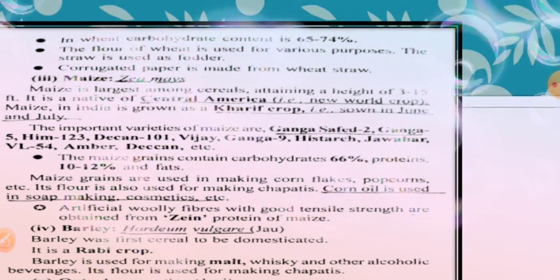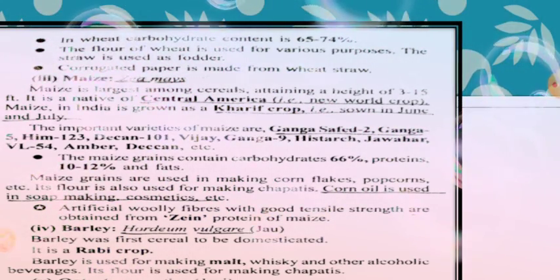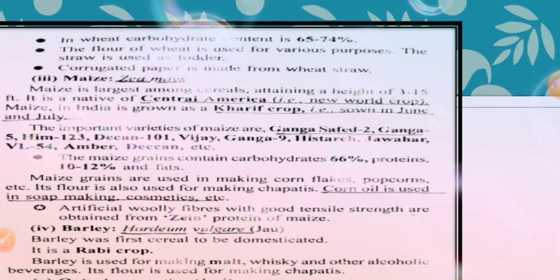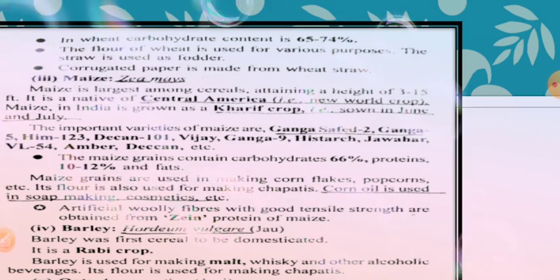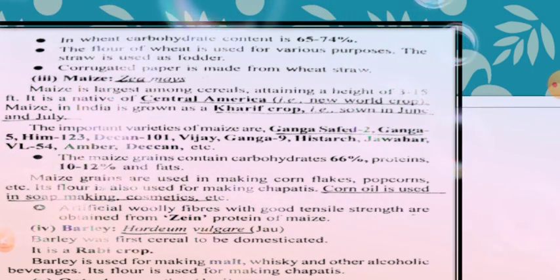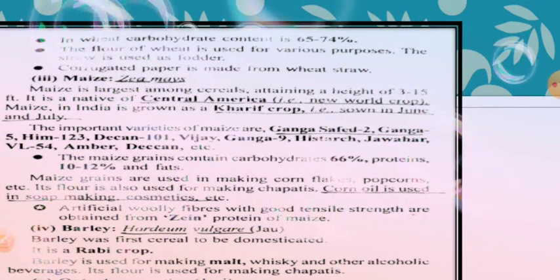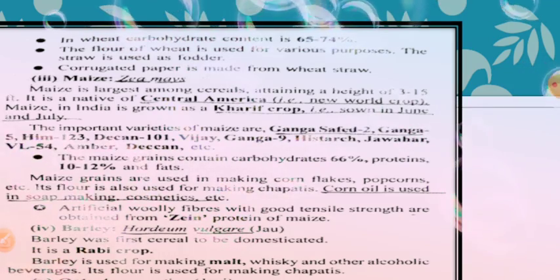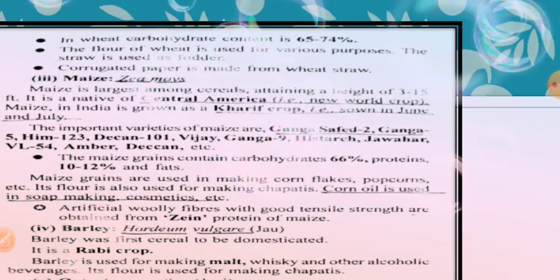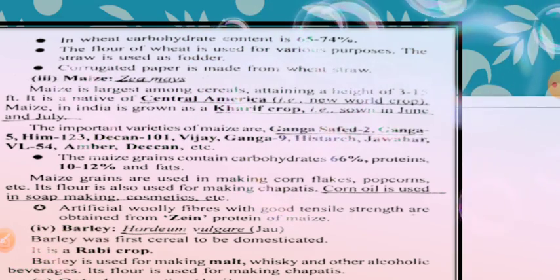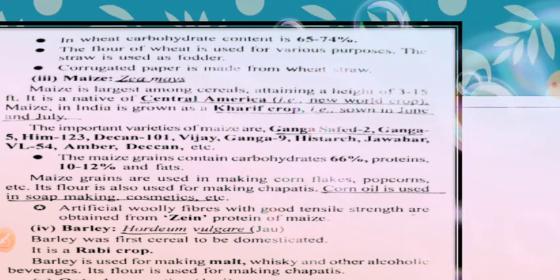So maize in India is grown as a kharif crop, that is sown in June and July. The most important varieties of maize are Ganga Safed 2, Ganga 5, Him 123 and Deccan 101, Vijay Ganga 9, Histras, Jawar, BL54, Ambir, Deccan, all those things.